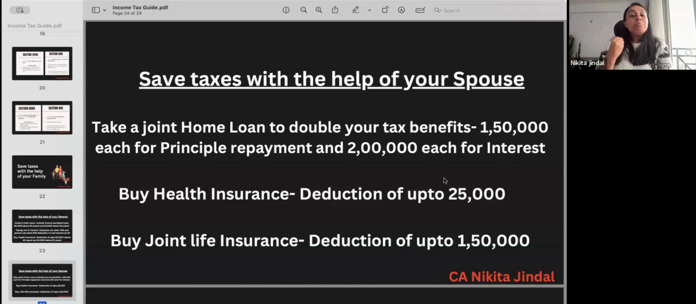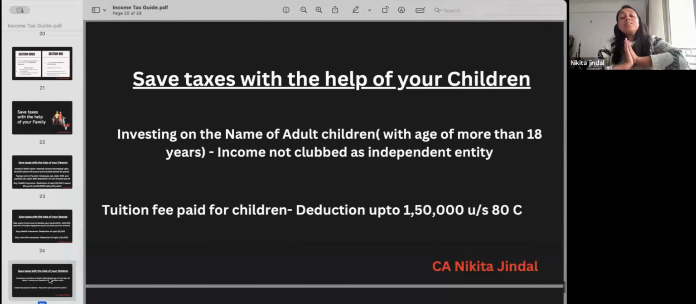Okay. Number two is buy health insurance. Obviously you can buy a good health insurance, and the deduction is up to rupees 25,000 if your age is less than 60 years, and the deduction is 50,000 if it is more than 60 years. And also buy joint life insurance. It will be covered under section 80C, so the deduction limit is 1,50,000. And the last one is save taxes with the help of your children.